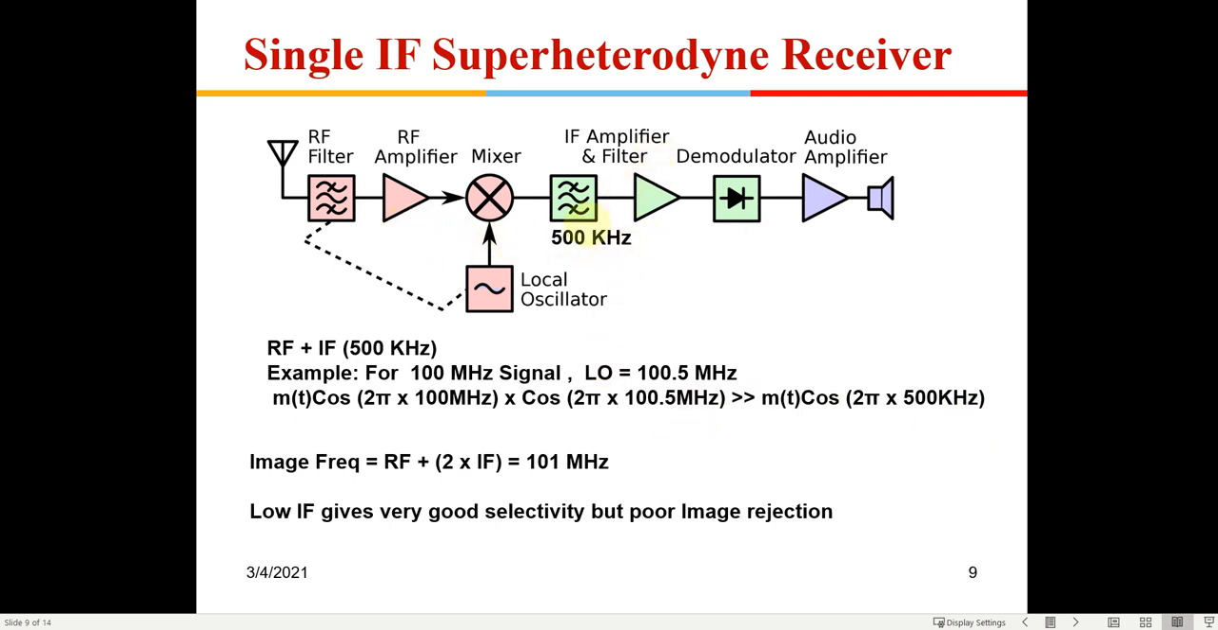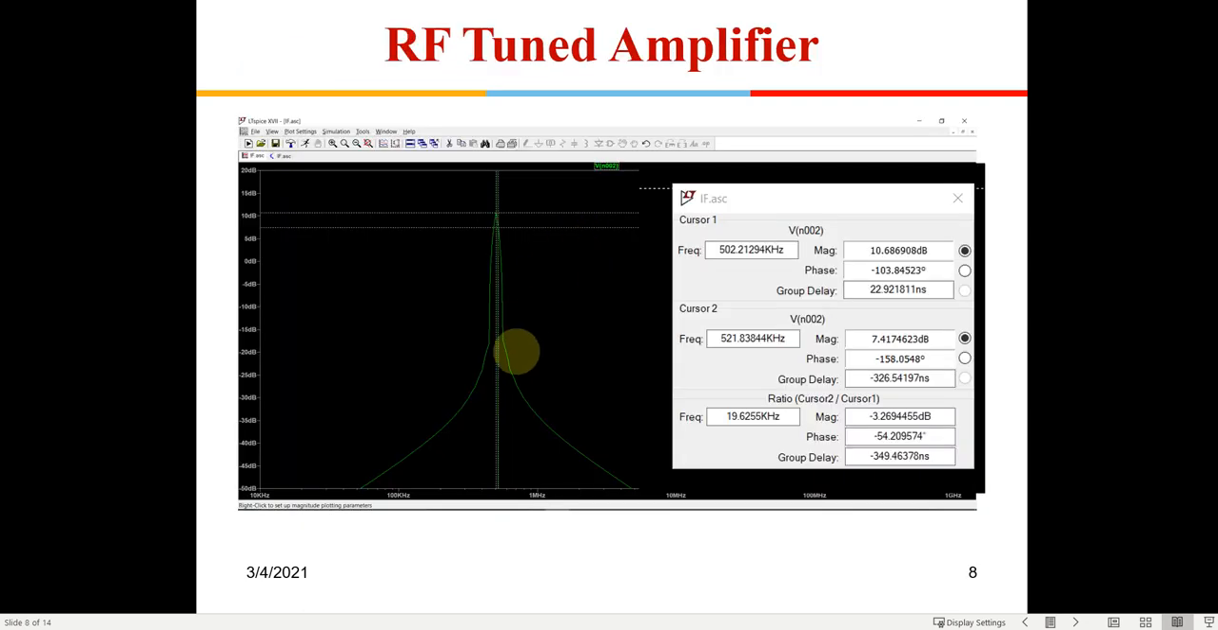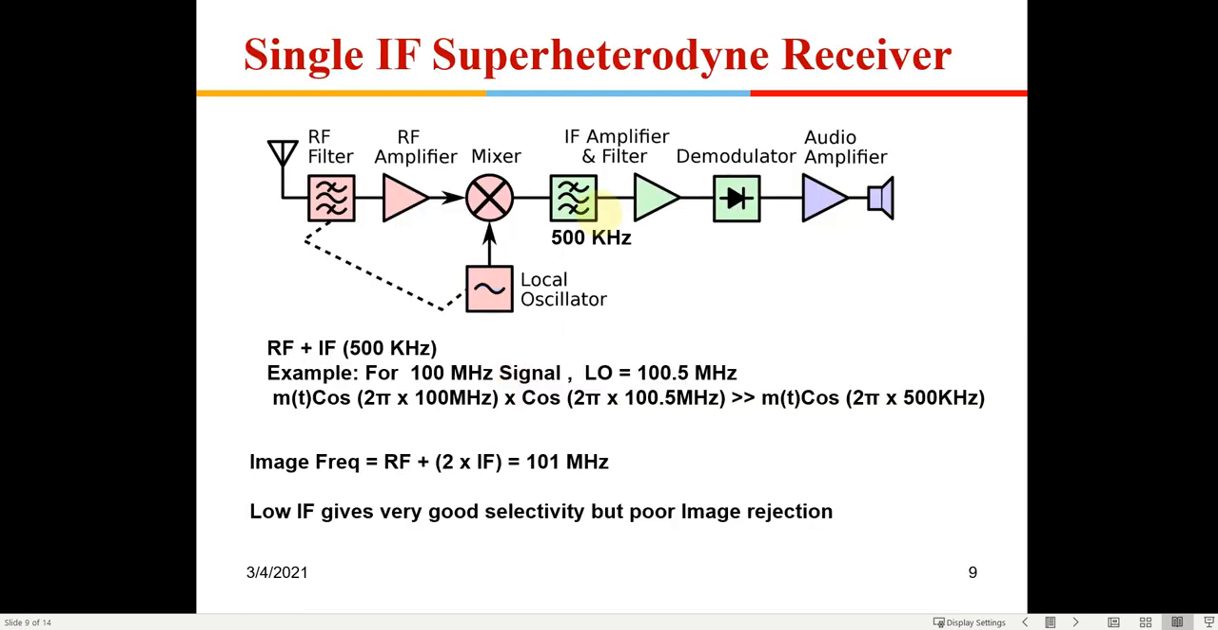Now, since it is a 500 kilohertz filter, it will be able to easily remove the adjacent channels, because we saw in the previous slide that at 500 kilohertz it was able to remove the adjacent channels properly. So this will be able to remove all the adjacent channels and pick up only the desired channel.